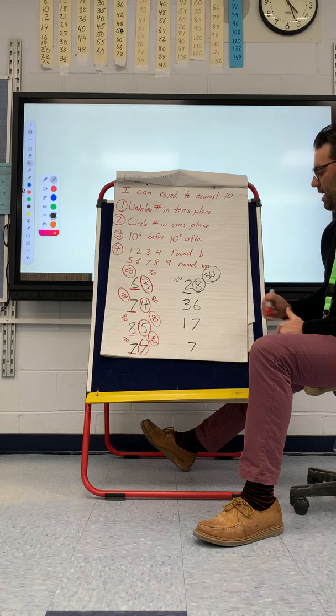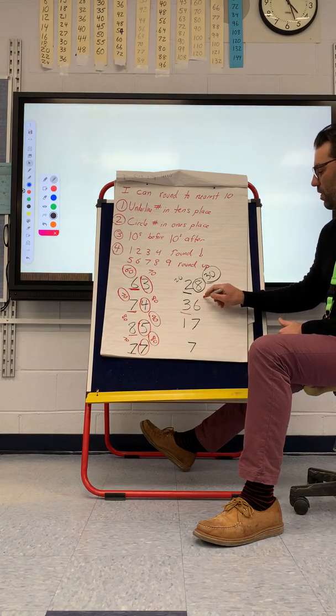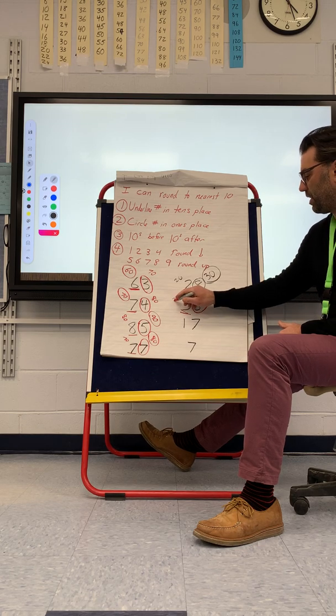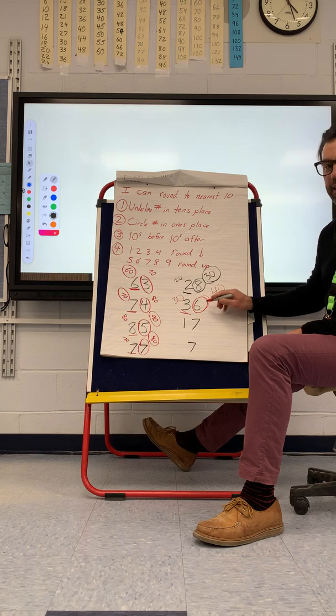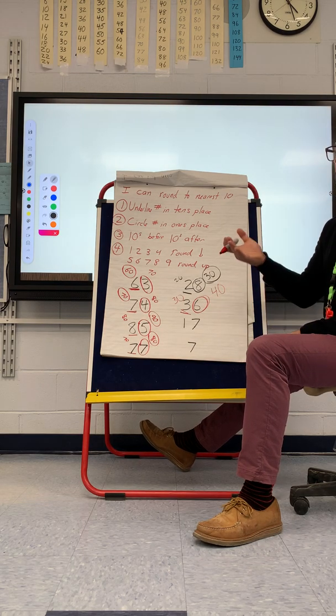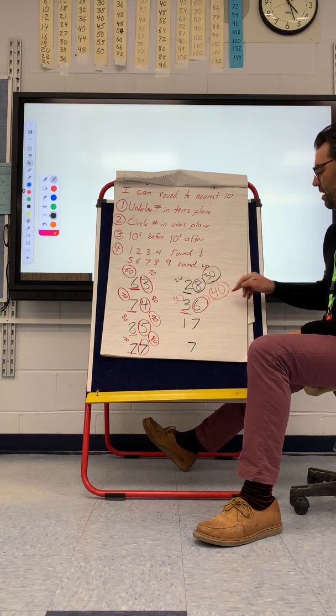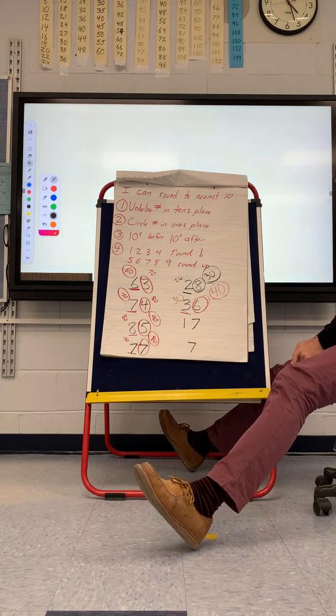36. Underline the 3, circle the 6, because that's the number I'm looking at. So it's either 30, next 10, 40. 6 is going to go up, next 10, 40. That's all we're doing here.